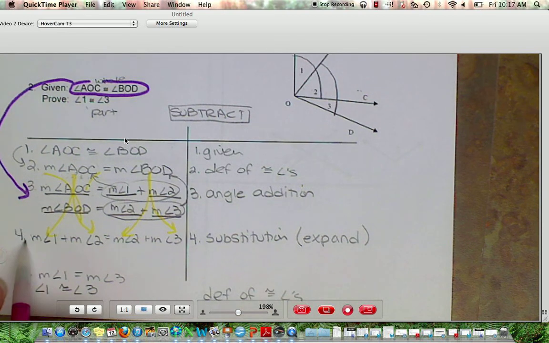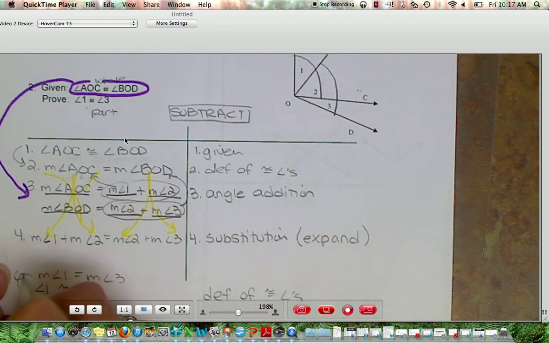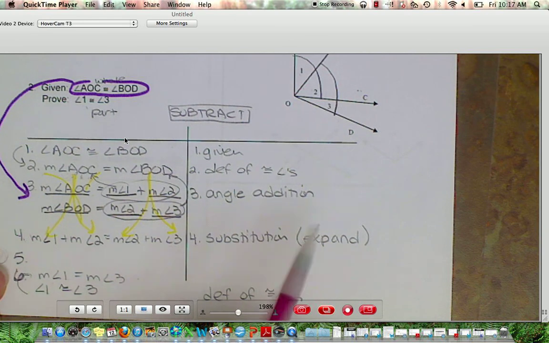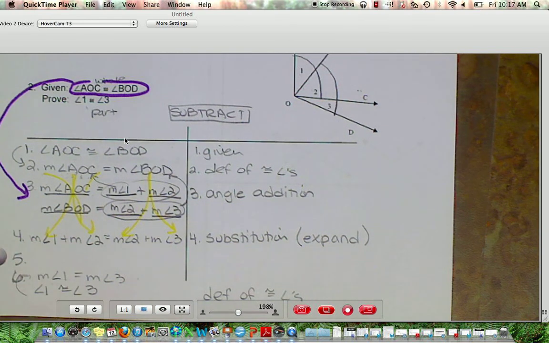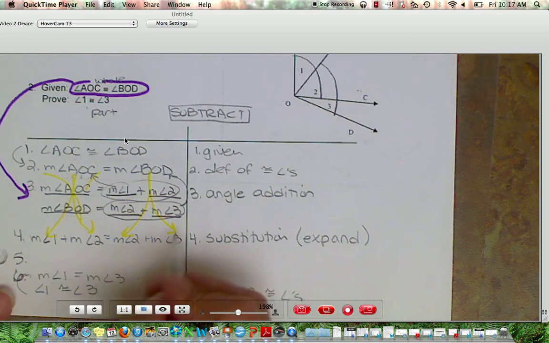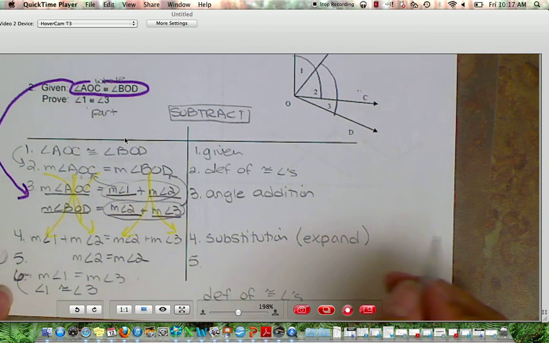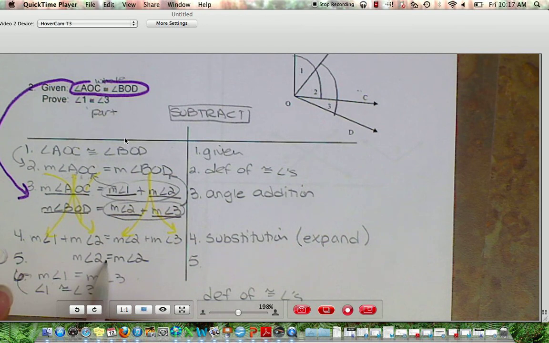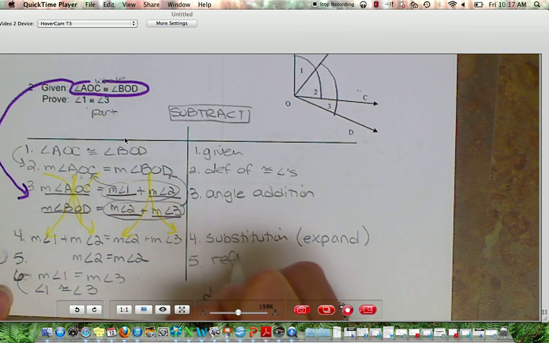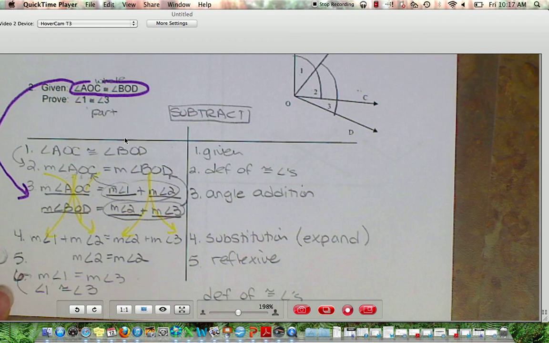Now let's look at line 4 and look at how it's different from this line right here, which is actually going to be line 6. Okay? How do we get from line 4 to line 6? What is different? We got 1 plus 2 and 2 plus 3, and we're getting down to 1 and 3. So the 2's are gone. That's actually what we're going to be subtracting away. But before we can subtract it away, we have to say the measure of angle 2 equals the measure of angle 2. And whenever we say something is equal to itself, that's reflexive property.